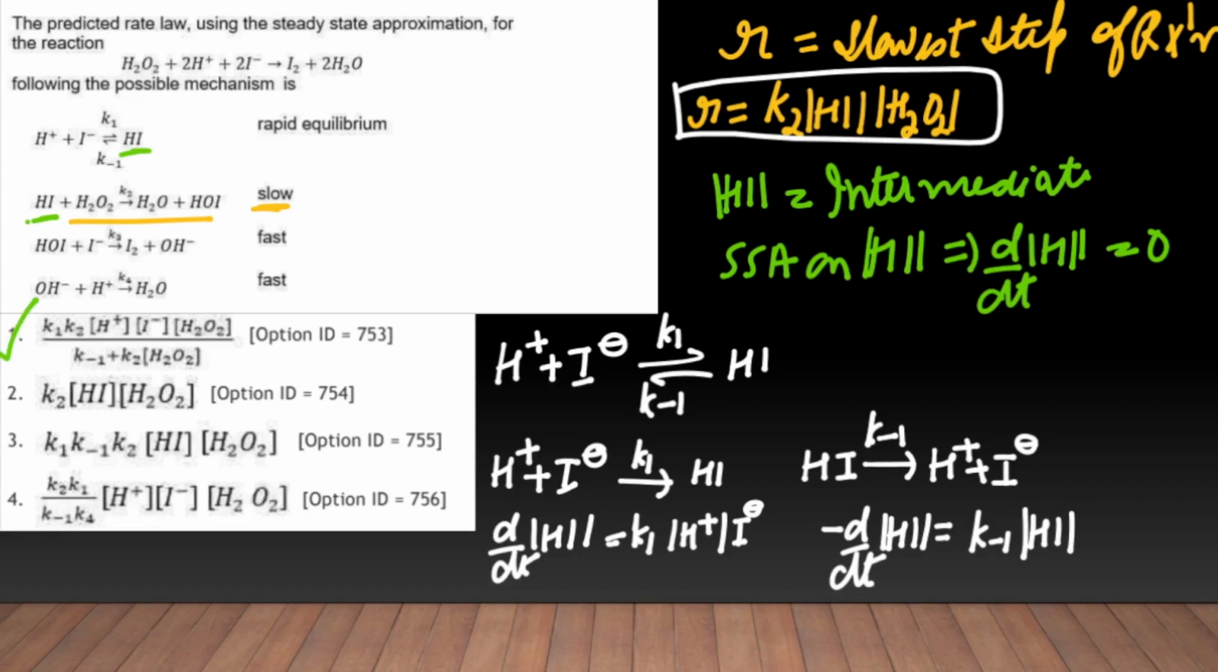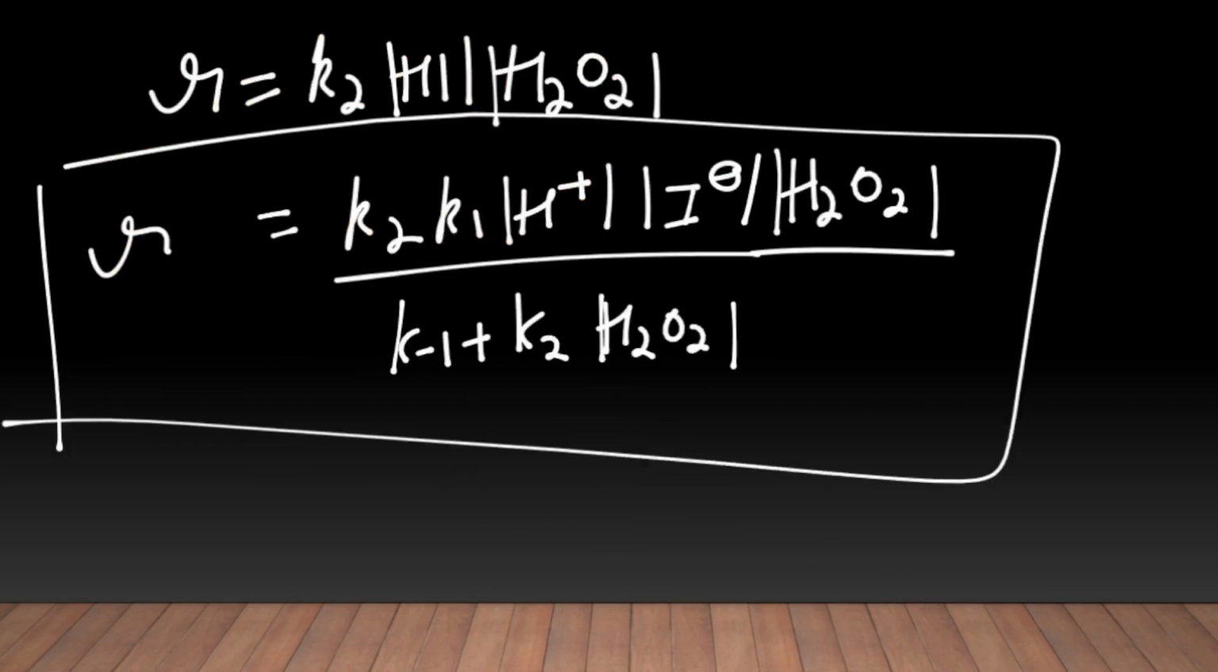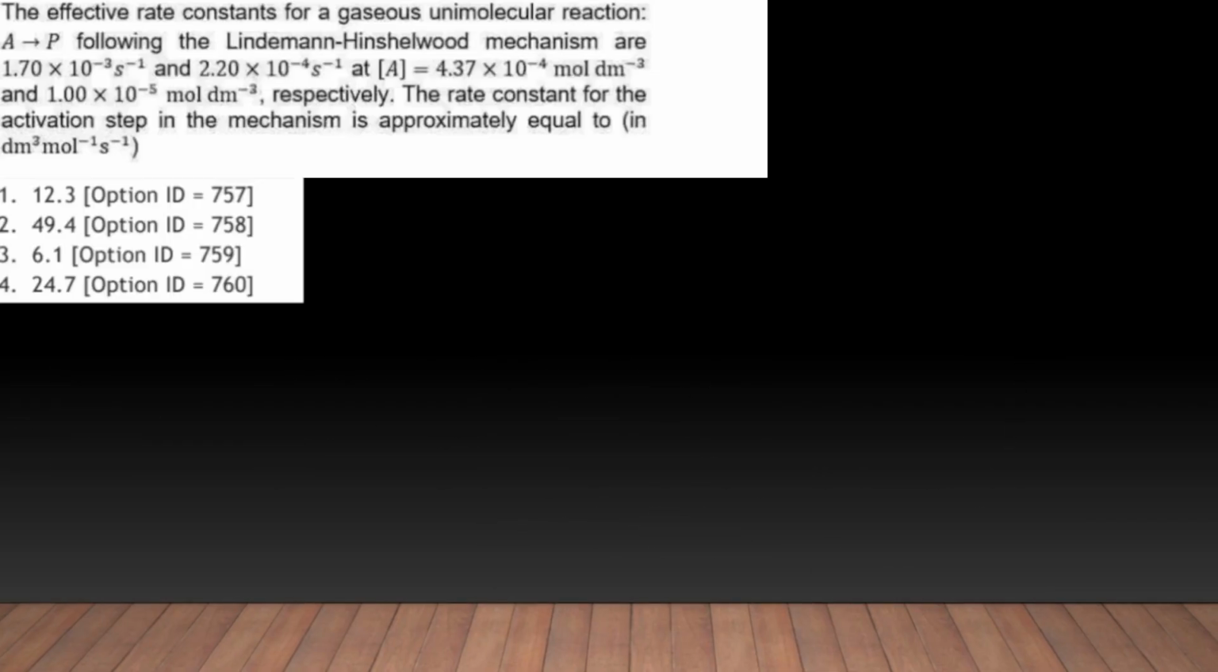Okay. Now the next question says that the effective rate constant for a gaseous unimolecular reaction, which is A to P, following the Lindemann-Hinshelwood mechanism, is given at two concentrations of A, and another one is also given, the rate constant of the activation step.